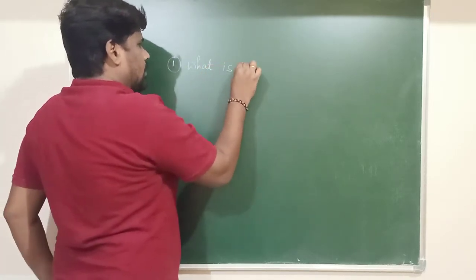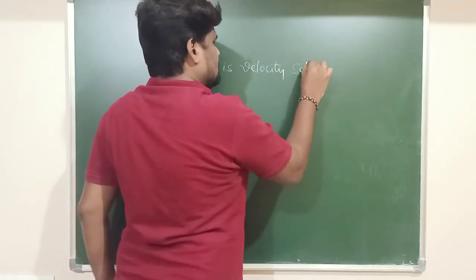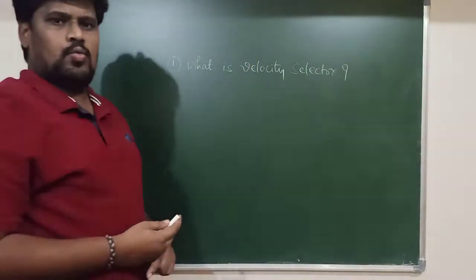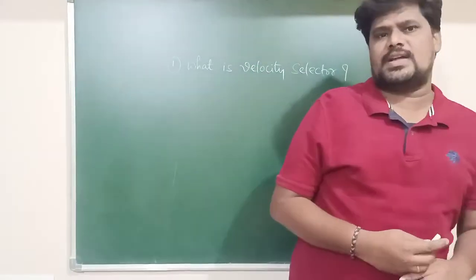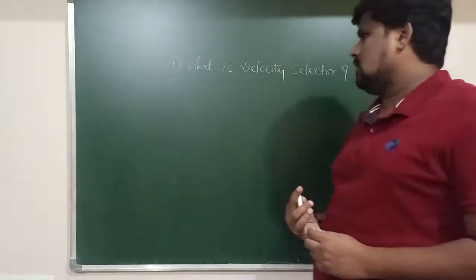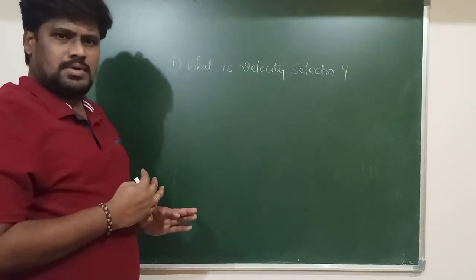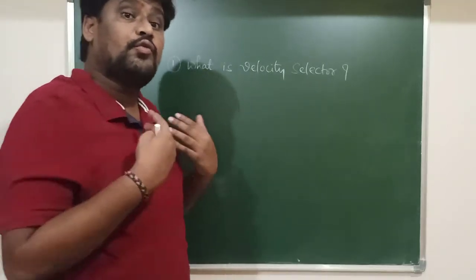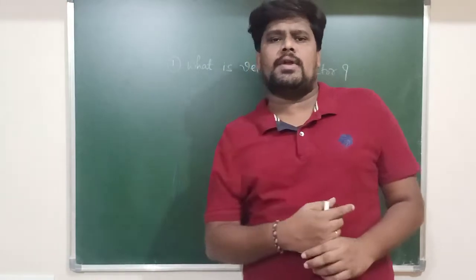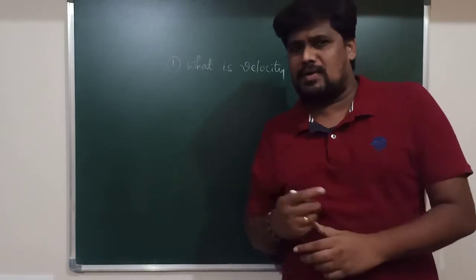What is velocity selector? Velocity selector. This is the most expected 1 mark question in the lesson moving charges and magnetism, and we will try to find the answer for the question, the velocity selector. So imagine that you have a group of charged particles of different velocity. Out of the group of charged particles of different velocity, I want to select charged particles of particular velocity.